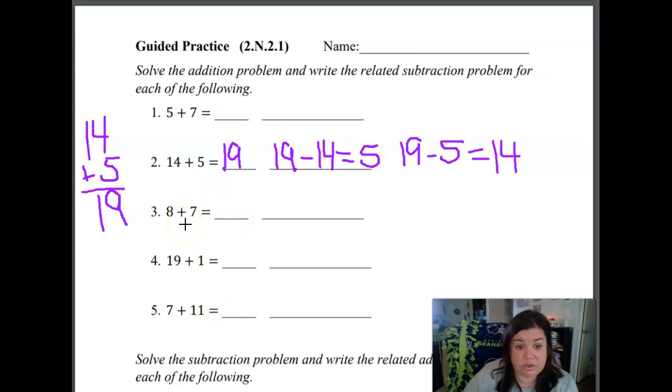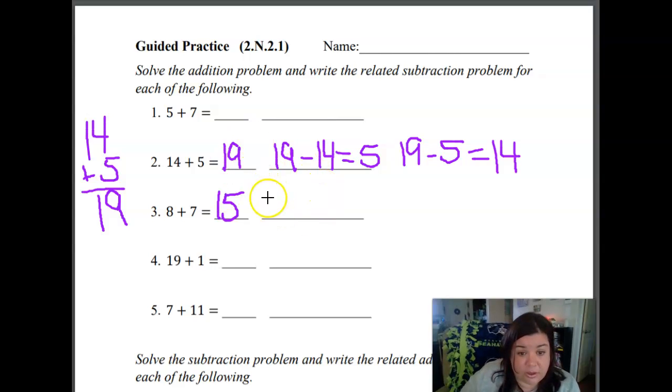Okay? Try 8 plus 7. What is 8 plus 7? Pause the video. Okay, 8 plus 7 is 15. Is that what you got? If you didn't get 15, pause it right now and fix it, because 8 plus 7 is 15, and then fix your subtraction problems, okay? So pause that if you didn't get that.